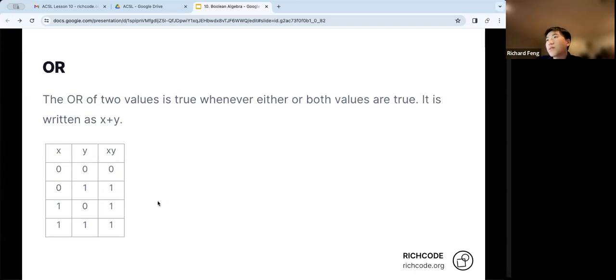Now the next operator is or. The or of two values is true whenever either or both values are true. It is written as x plus y. You'll see that later in the problems. Because we only need one of the values to be true, as long as there is a 1, whether it's x or y or both, then x plus y should be 1. For the or operator, if x and y are both 0, then x plus y should be 0.